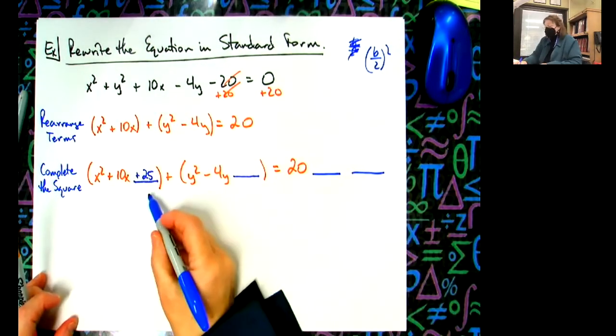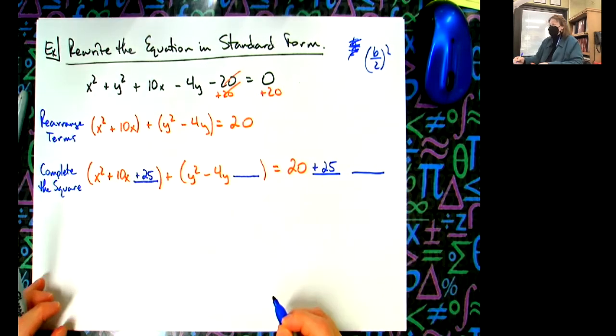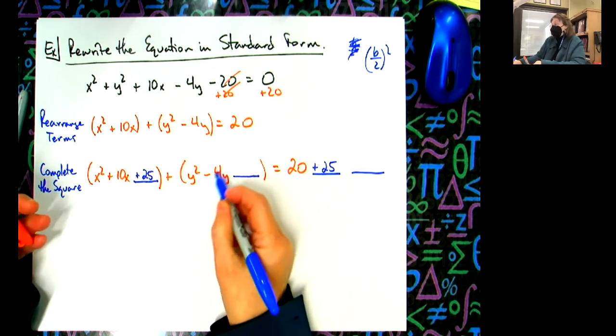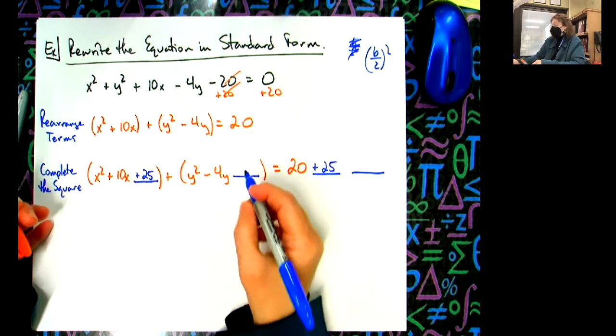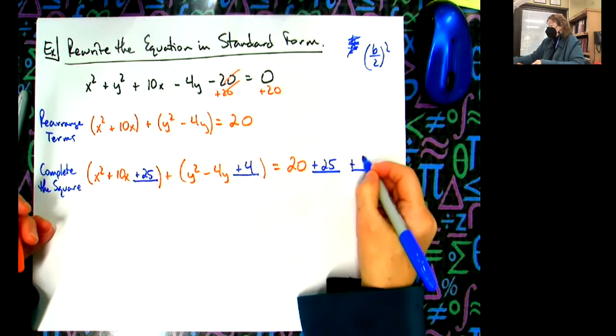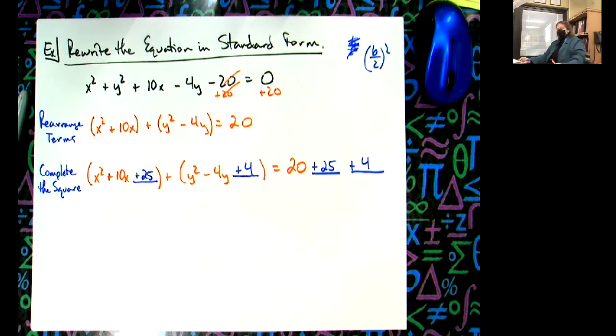If I add 25 on the left-hand side, I got to add 25 on the right-hand side. We're going to do the same thing here. If I take half of 4, that's 2, and square 2, that's going to be 4. So I'm going to add 4, and I'm going to add 4.